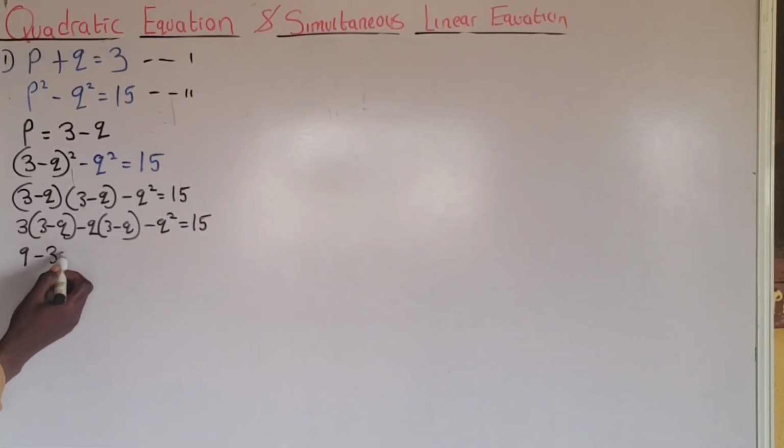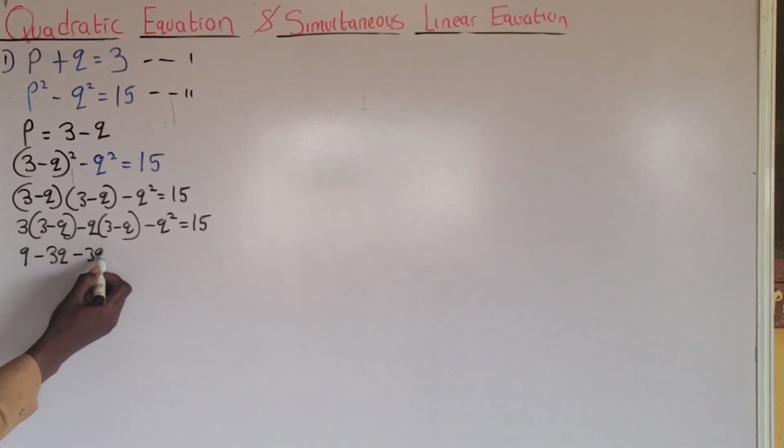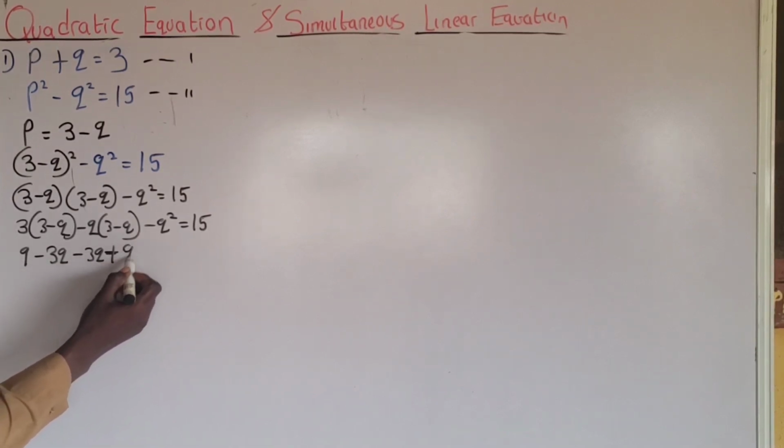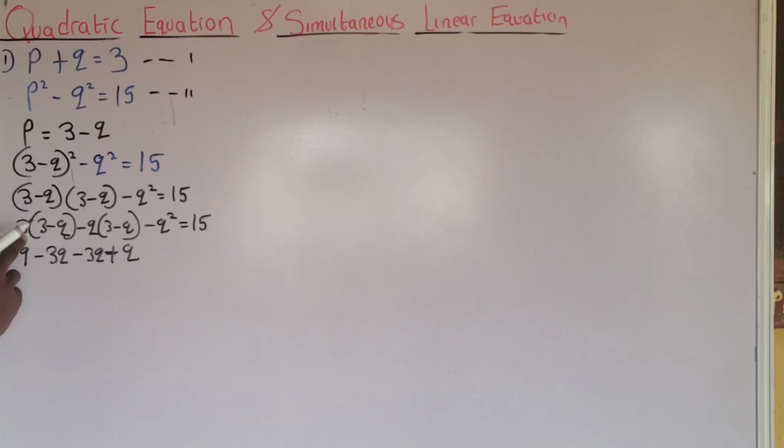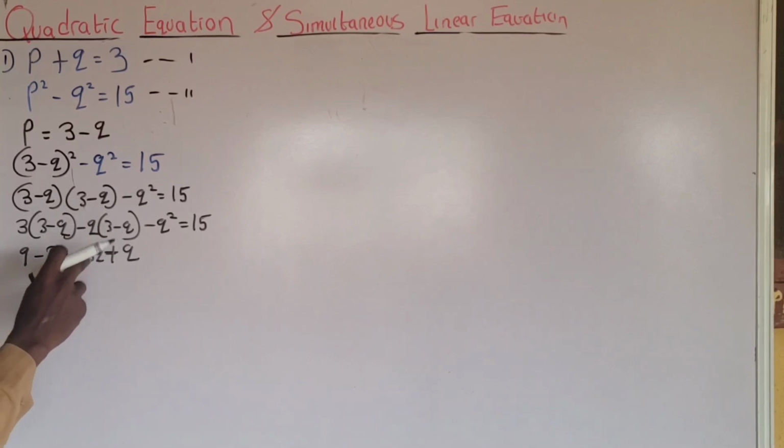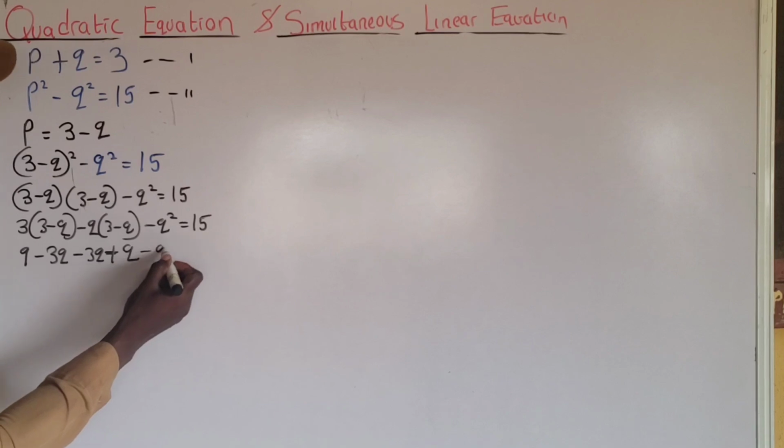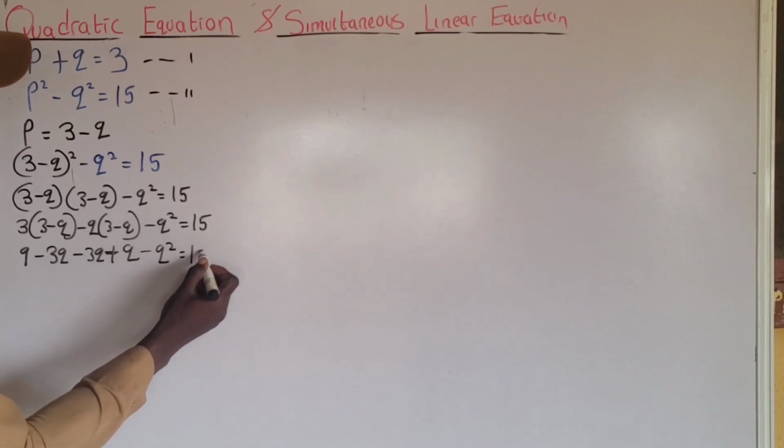So 9 minus 3q minus 3q plus q squared. 3 times 3 is 9. 3 times negative q is negative 3q. Negative q times 3 is negative 3q. Negative q times negative q is positive q squared. Then minus q squared equals 15.